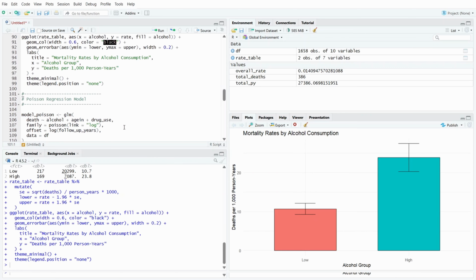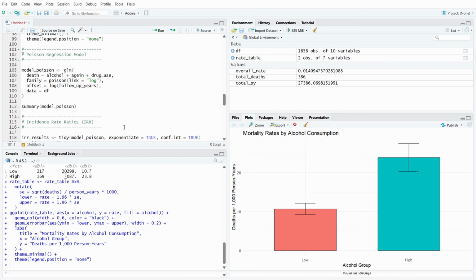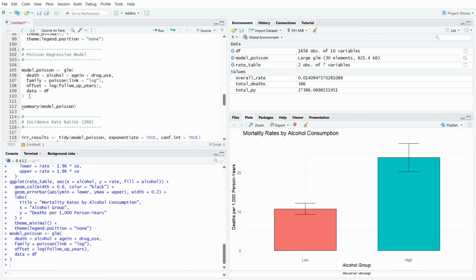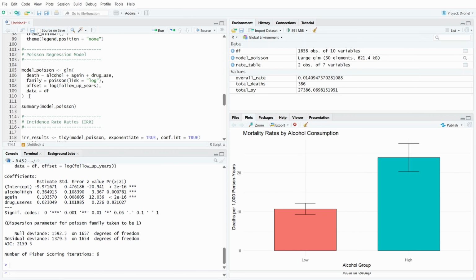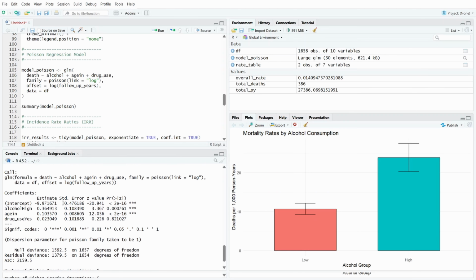Now we move to the core analysis, Poisson regression. This model is used when the outcome is a count, like number of deaths, and we want to model rates, not just probabilities. We include alcohol consumption as our main exposure, age and drug use as confounders. We also include an offset which adjusts for person time. This is essential. It ensures we are modeling rates per unit time, not just raw counts. So let's walk through our results step by step.